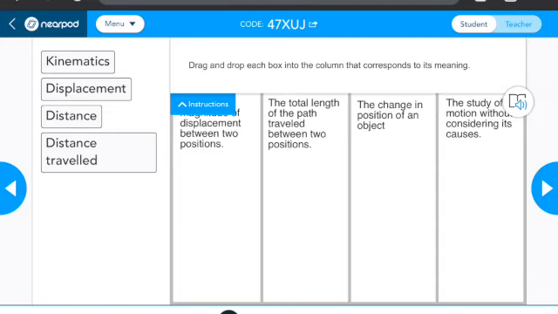So here we got some definitions again. Looking at them, you can move those sliders around. Obviously there's a video instead of the actual Nearpod, so we're just going to go through it here. So the first definition is the magnitude of displacement between 2 positions. Of these options, that's distance. The total length of the path traveled between two positions, well, that's the total length traveled. Key word there, traveled. So that is the distance traveled.